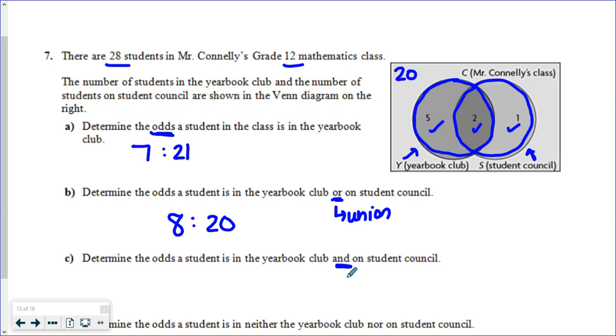This one's the intersection question. It says determine the odds a student is in the yearbook club and on student council. So that is just this section. Hopefully you can see that. That's just the intersection between them. So that's both: both in the yearbook club and on student council, there's just 2. So that would be 2 to 26, since 20 plus 5 plus 1 is 26.